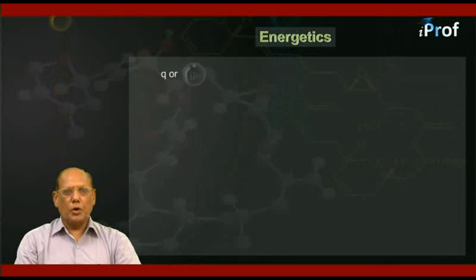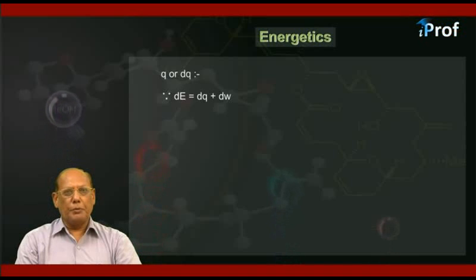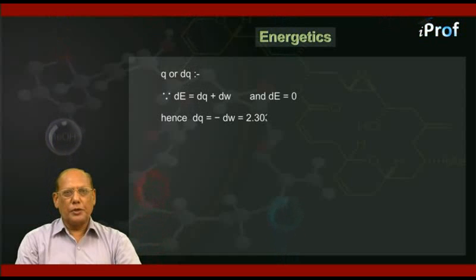Q or dQ. Since dE is equal to dQ plus dW and dE is equal to 0, hence dQ is equal to minus dW, and that's equal to 2.303 nRT log V2 by V1.